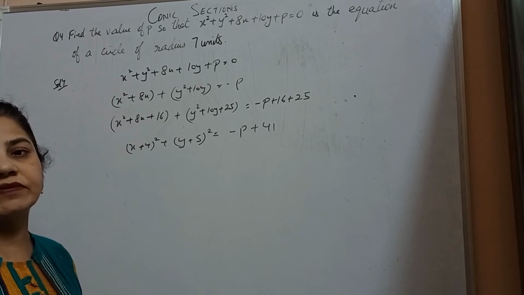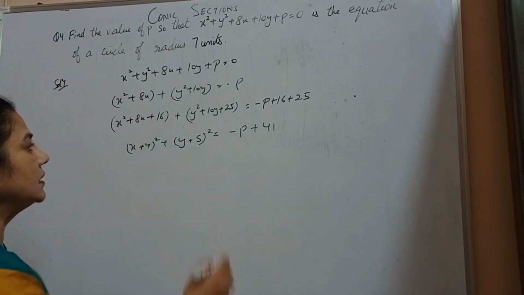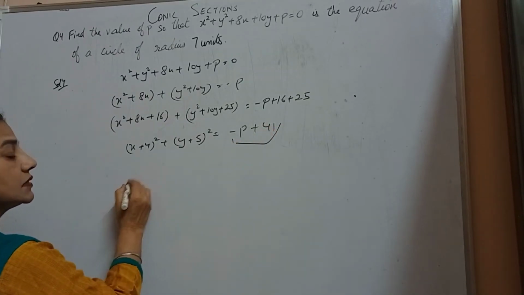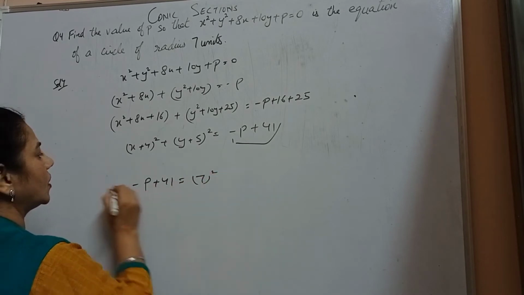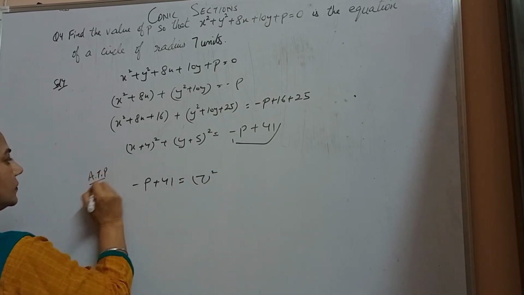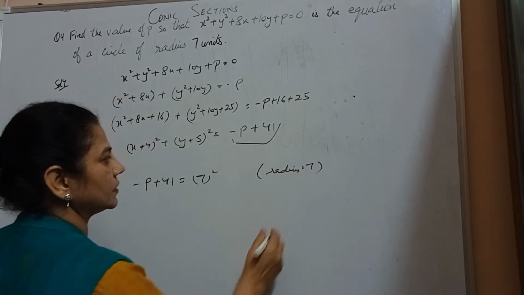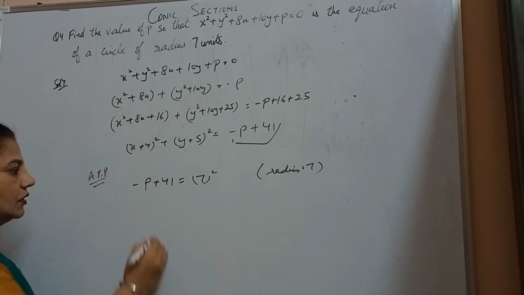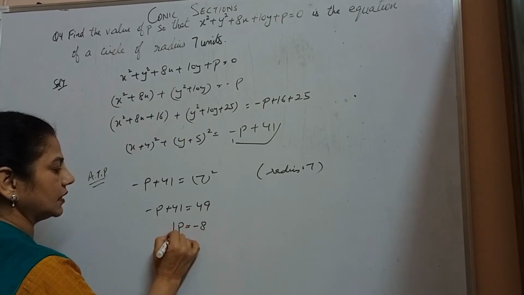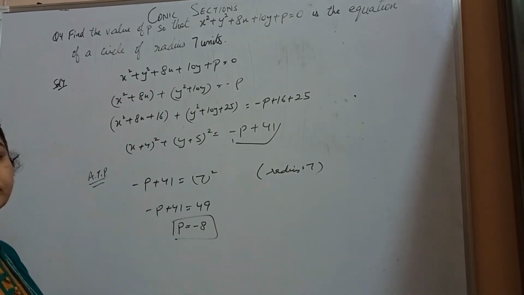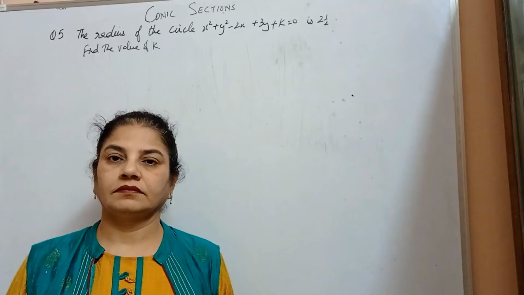Now according to the problem, the radius is given as 7 units. We know the general equation of a circle is x square plus y square is equal to r square. That means this part is the r square. So minus p plus 41 should be equal to 7 square, because the radius is 7 units and the radius square is 7 square. So minus p plus 41 is equal to 49, and p is equal to minus 8. So the value of p is equal to minus 8.